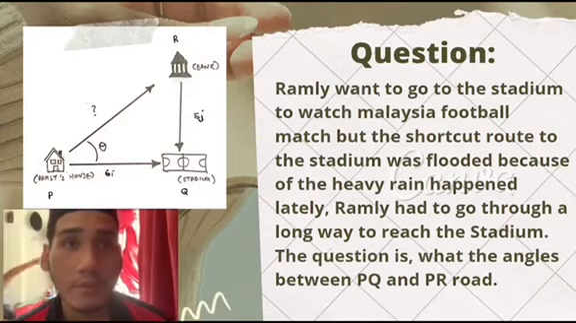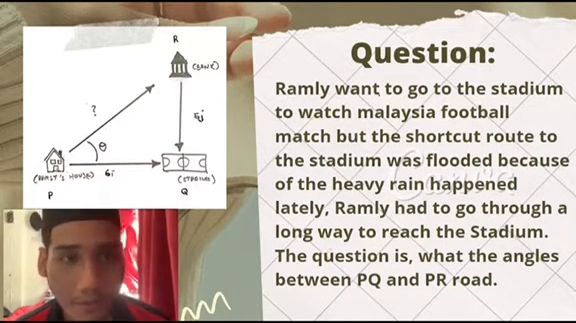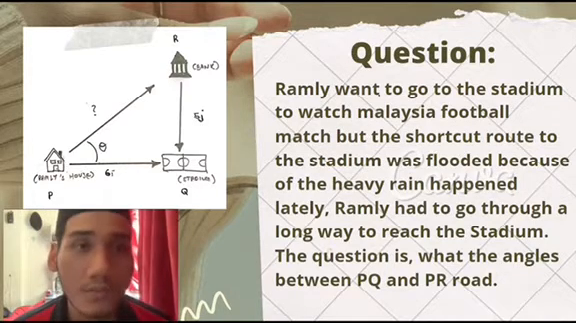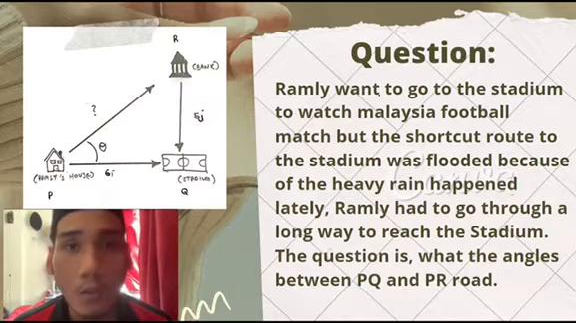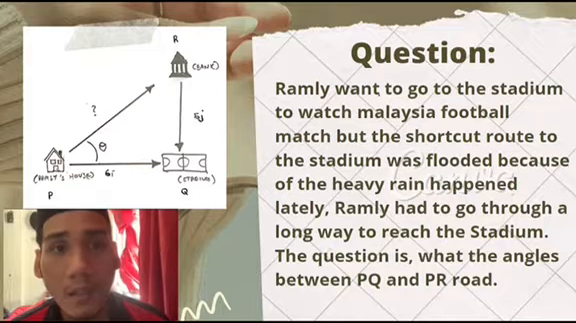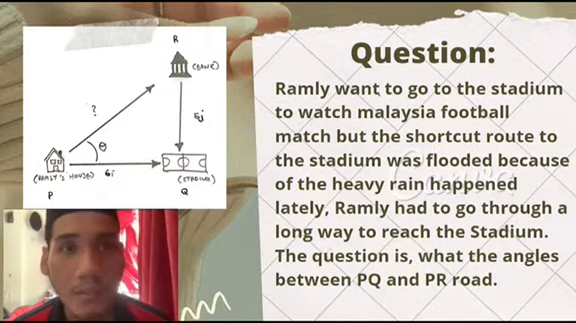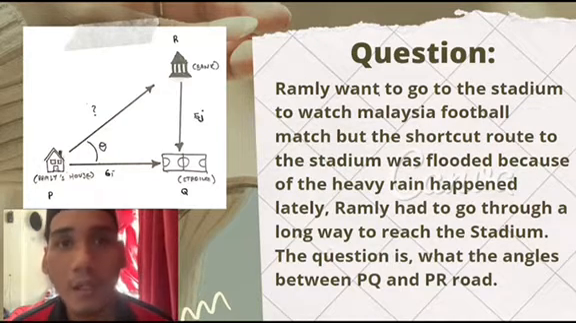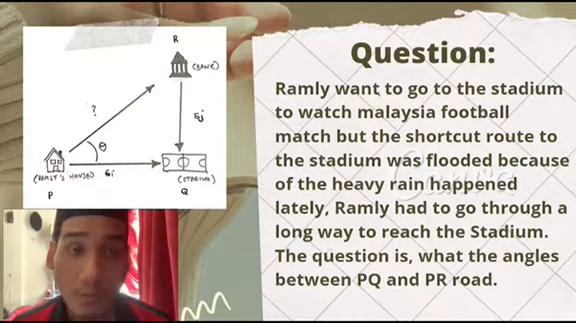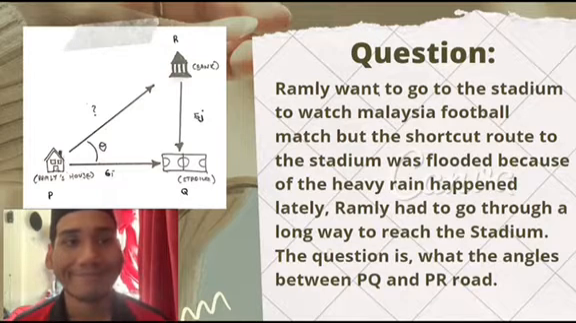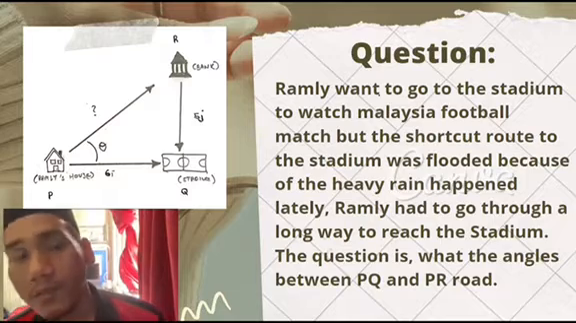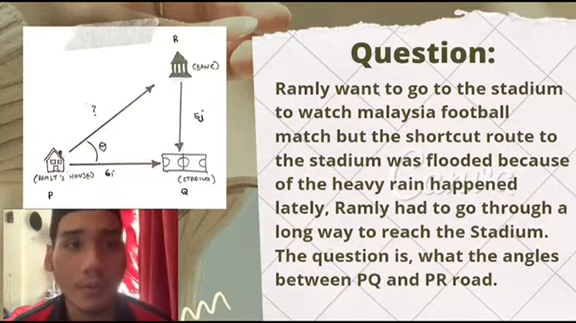Moving on to the question, we have a diagram that shows Ramli's house, a bank, and also a stadium. Ramli wants to go to the stadium to watch a Malaysian football match, but the shortcut route to the stadium, P to Q, was flooded because of the heavy rain lately, so Ramli cannot go through there. Ramli has to go a long way to reach the stadium, which is to go to the bank, and from the bank go to the stadium, shown as P to R and R to Q. The question is, what is the angle between PQ and PR? We are given that PQ is 6i and RQ is 5j.